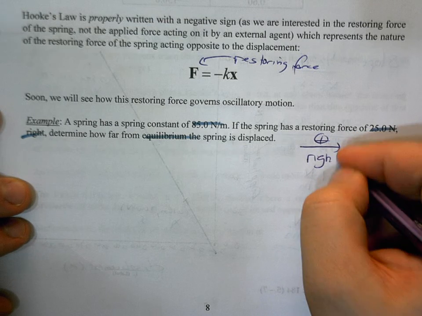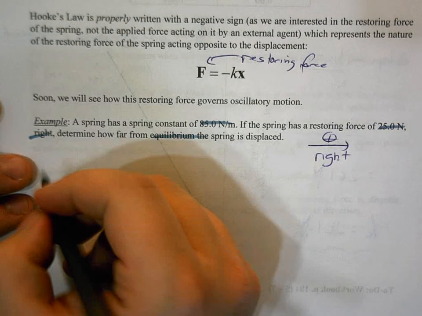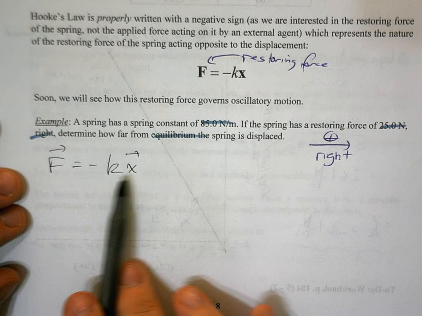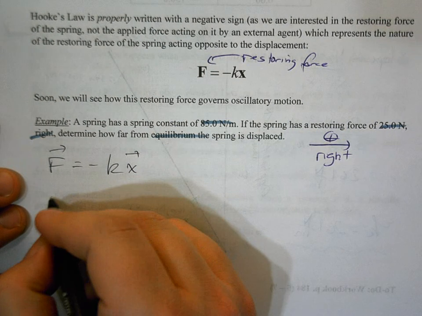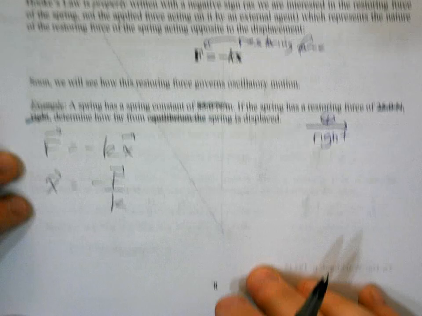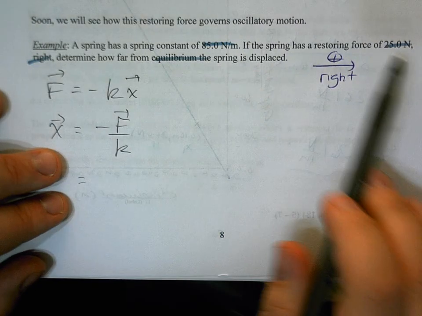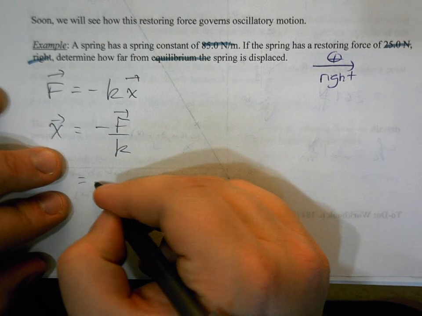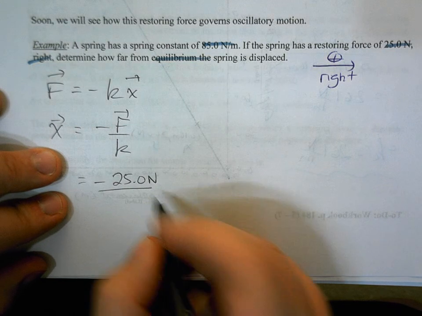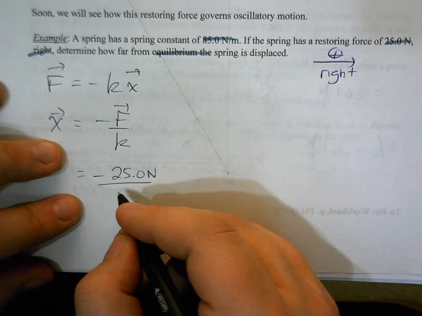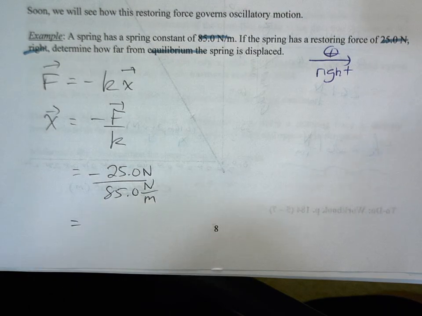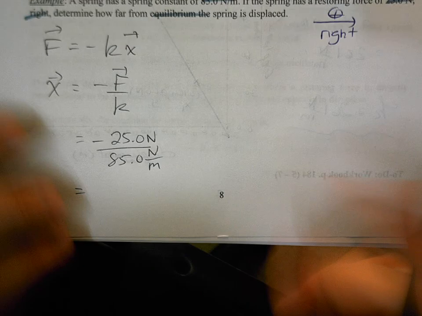All right, so let's call right positive. We know from Hooke's law the force is just negative kx, and we'd like to find the displacement from equilibrium. So x is going to be the negative of this force divided by k. My force, we're told it's rightwards, so we don't have to put in a negative for it. We'll leave this negative here, so it's the negative of positive 25 newtons, divided by the spring constant of 85 newtons per meter. This will give how far the spring is displaced from equilibrium.